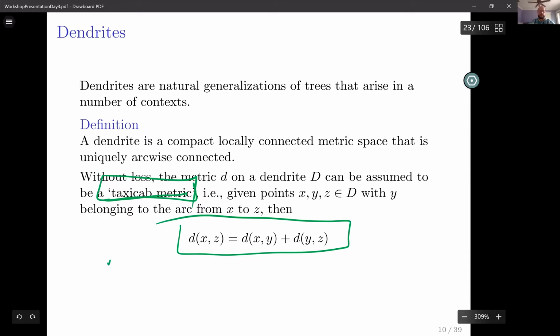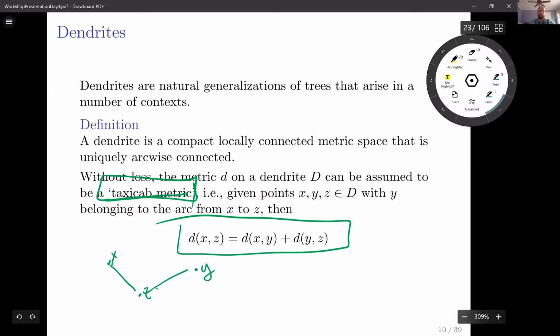Right? So if I have a point X, a point Z, and a point Y, the distance between X and Y is exactly equal to the distance between X and Z, plus the distance from Y to Z, right? Because a dendrite is uniquely arcwise connected. So to get from X to Y, I have to do this, and then I have to do that.